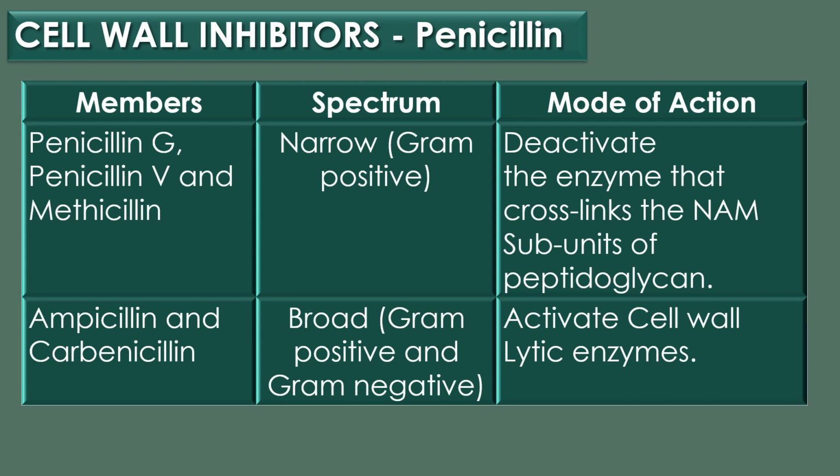Regarding the mode of action, penicillin G, penicillin V, and methicillin deactivate the enzyme that cross-links the NAM subunit of the peptidoglycan layer of the cell wall. NAM means N-acetylmuramic acid. Next, ampicillin and carbenicillin both activate the cell wall lytic enzymes and denature the bacterial cell wall.